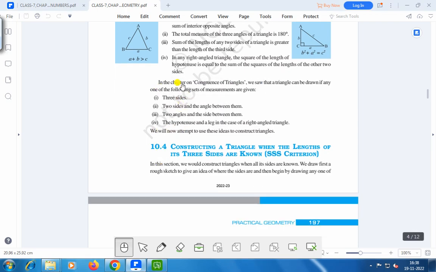In the chapter on congruence of triangles, we saw that a triangle can be drawn if any one of the following sets of measurements are given: 3 sides, 2 sides and the angle between them, 2 angles and the side between them, the hypotenuse and a leg in the case of a right angled triangle. We will now attempt to use these ideas to construct triangles.